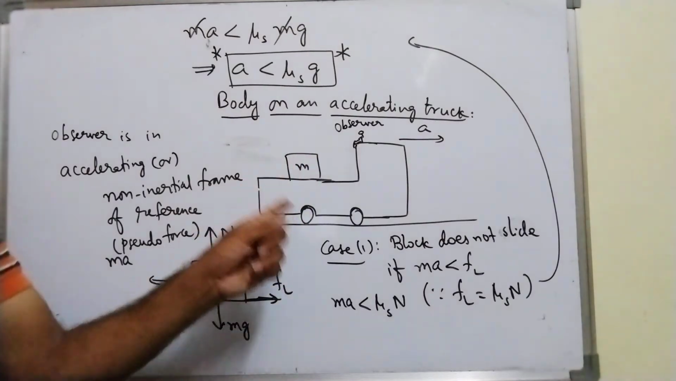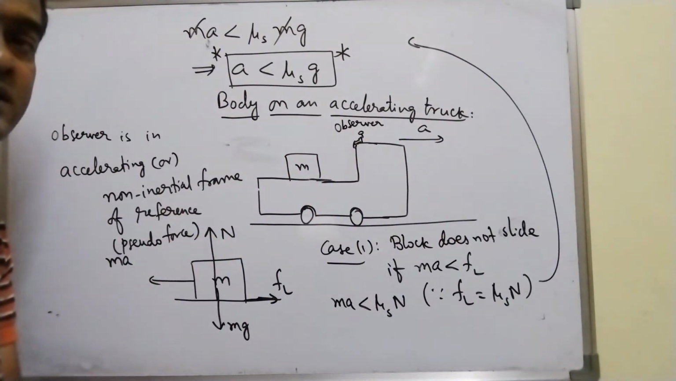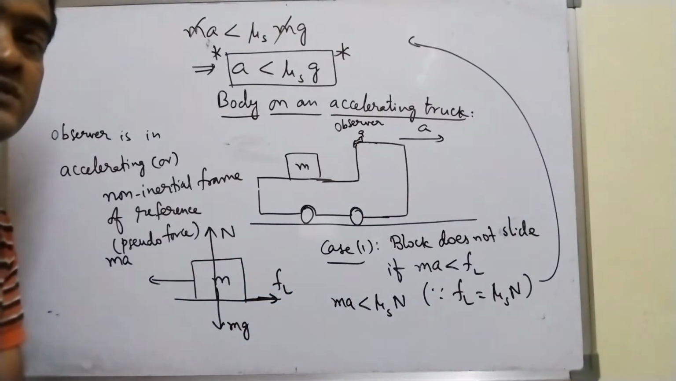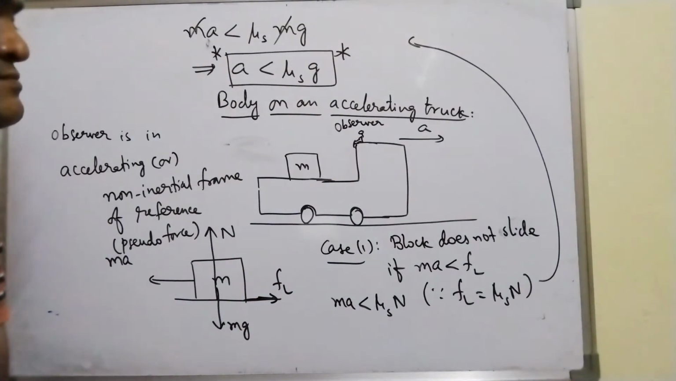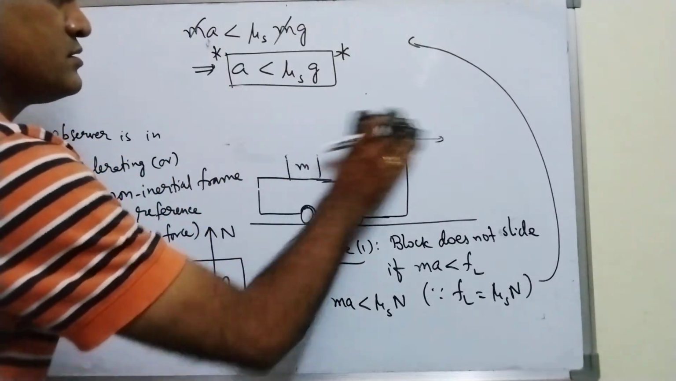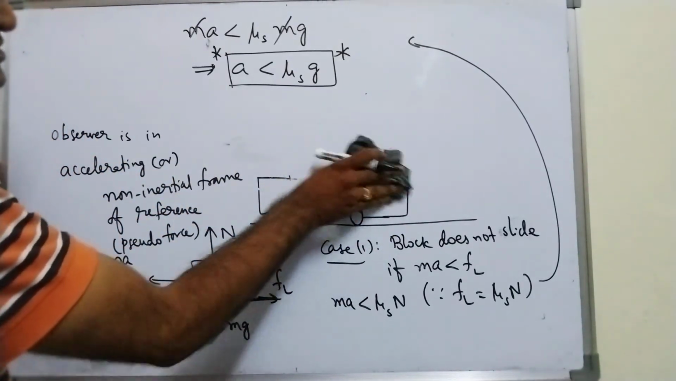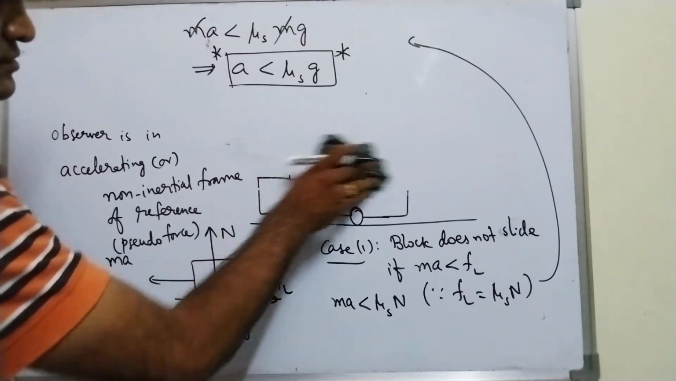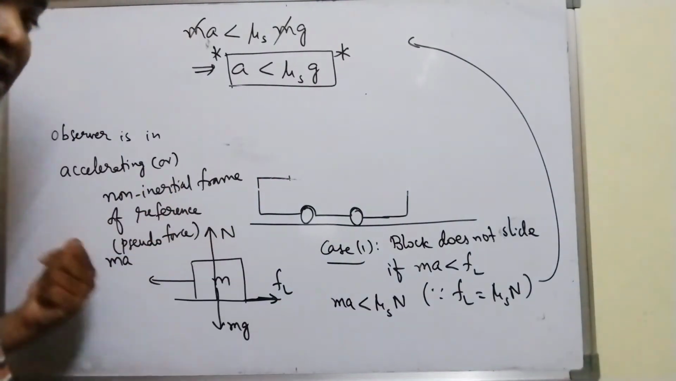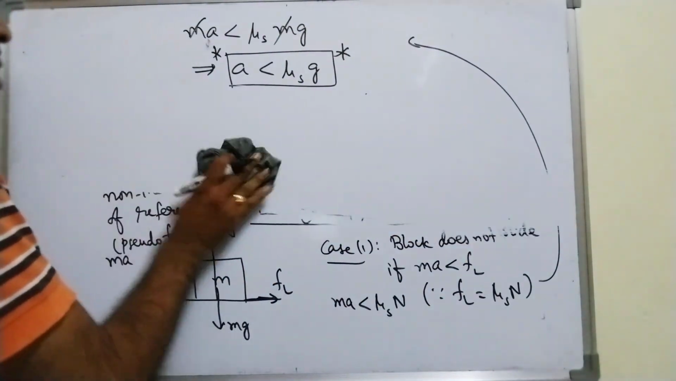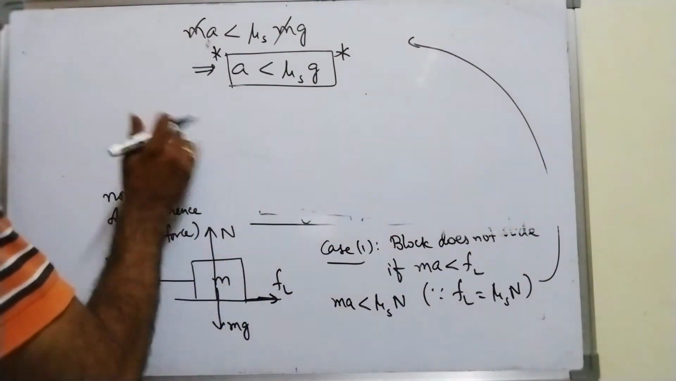Right? So this is in an accelerating frame of reference, or I can say non-inertial frame of reference, according to the observer. The observer is sitting in the truck. Fine. Now let me show you the second case. If the block slides back in this direction, case 2, let me write case 2.